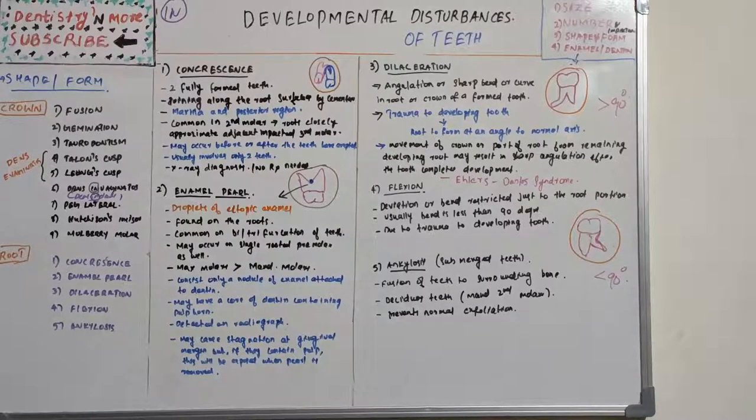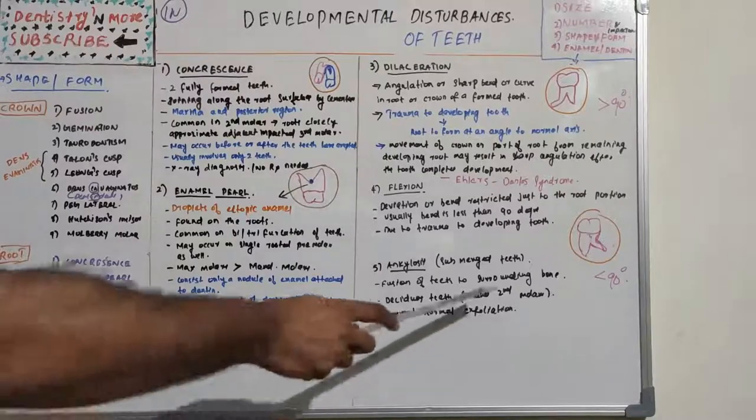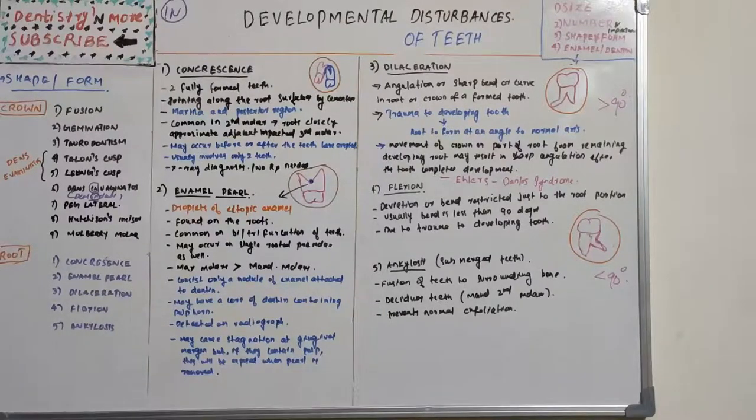And the last one is ankylosis. Ankylosis is a submerged tooth. What happens is the fusion of teeth to the surrounding bone, usually deciduous teeth, especially the mandibular second molar. What happens?